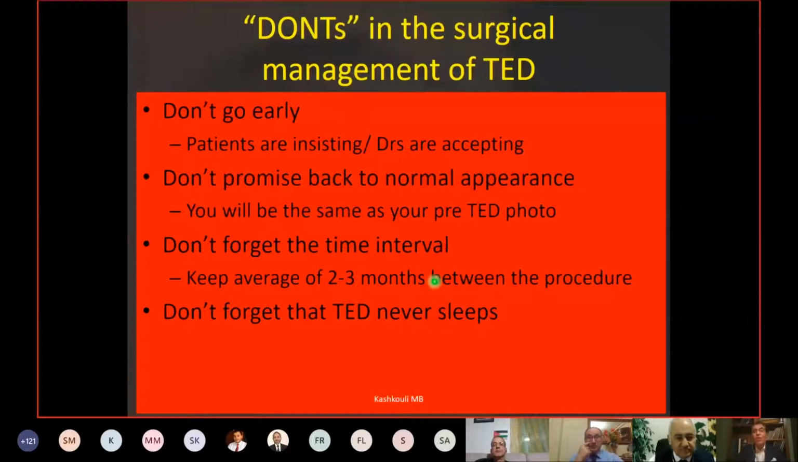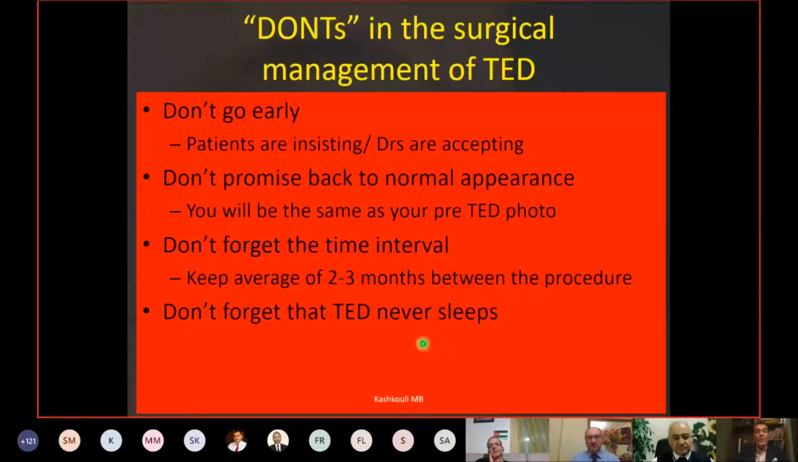Do not forget the time interval between the procedures. Don't rush. If you are doing orbital decompression, don't go for a strabismus in 2 weeks' time. Wait, sometimes those early diplopia, early muscle problems might get improved or worse. And then at the end, remember, thyroid eye disease never sleeps.